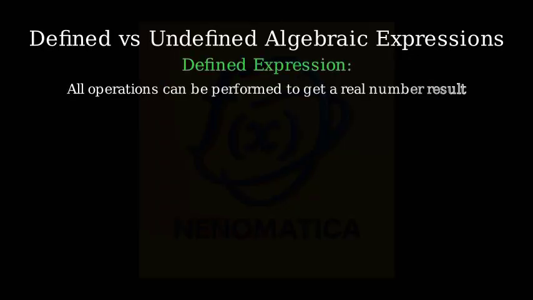Welcome to this lesson on defined and undefined algebraic expressions. Today, we'll learn how to determine when an algebraic expression is defined or undefined. An algebraic expression is considered defined when, for a specific value or set of values for its variables, all operations can be performed to obtain a real number result.